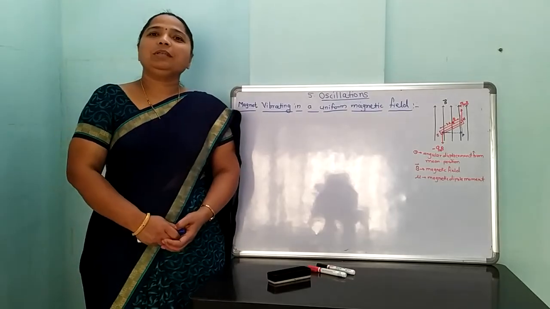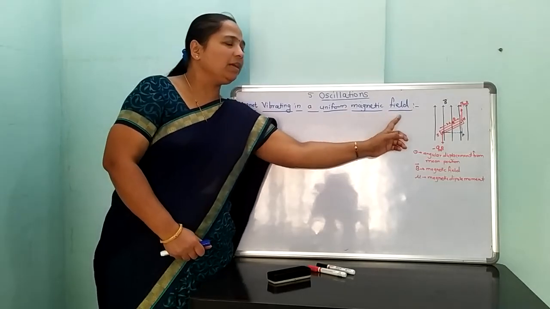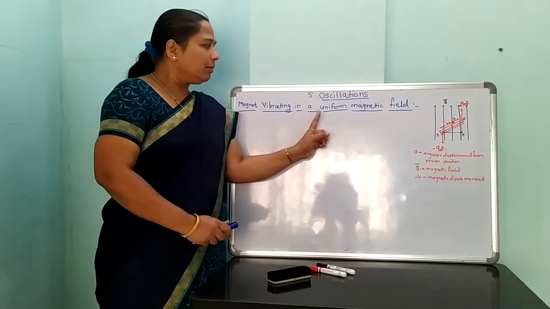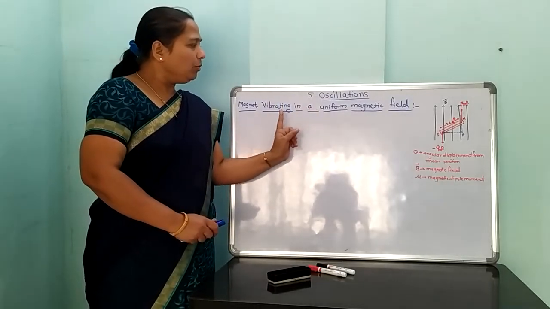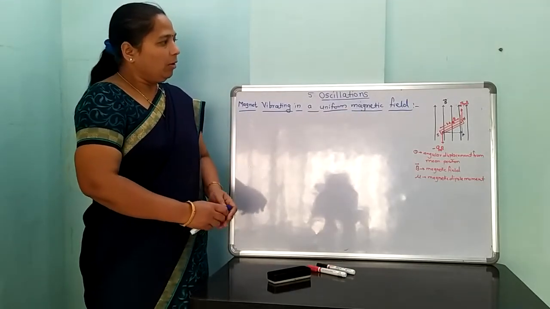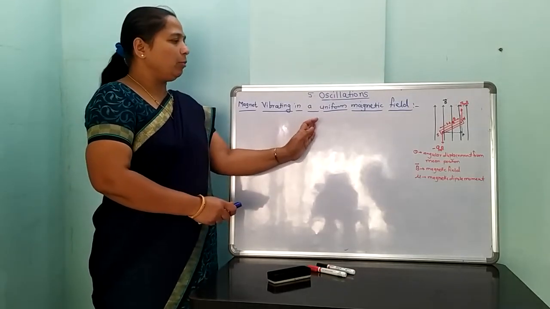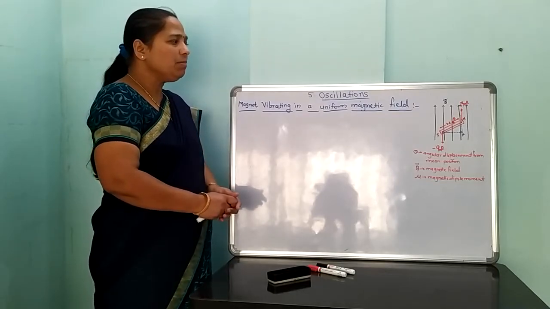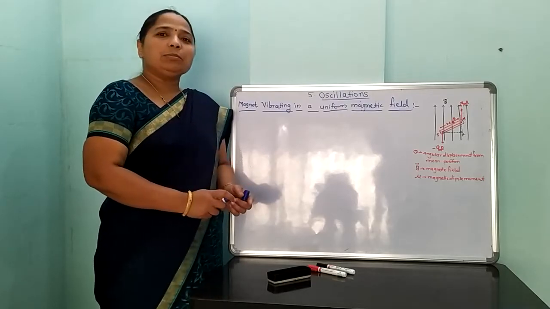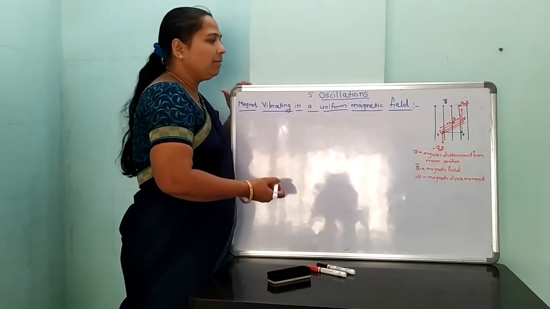We are going to study about a magnet vibrating in a uniform magnetic field. In that topic, when the magnet vibrates in a uniform magnetic field, the term angular SHM or angular displacement is used. In angular SHM, torque is applied on the body and it gives the angular displacement.